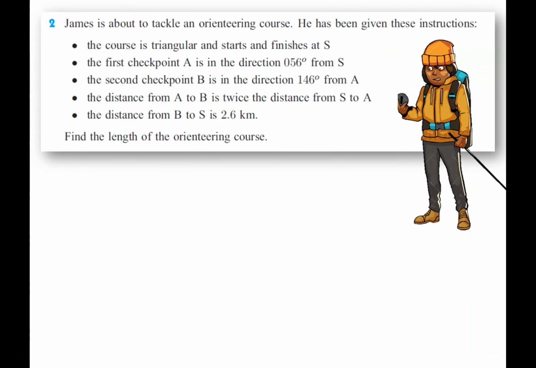So we're going to start off at S, and then A is on a direction of 56. Once we get there, we're going to stop. We're going to get our protractor back out and measure a new angle of 146. And now the distance is twice. Okay, too much to think about at the beginning. Let's just make a diagram here.